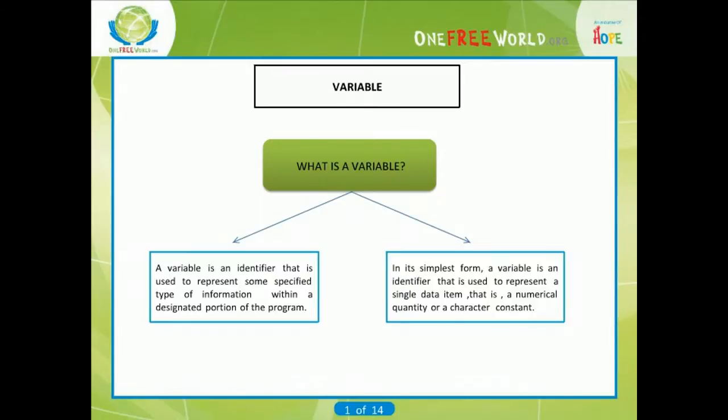A variable is an identifier that is used to represent a single data item, that is, a numerical quantity or a character constant. A given variable can be assigned different data items at various places within the program. However, the data type associated with the variable cannot change.